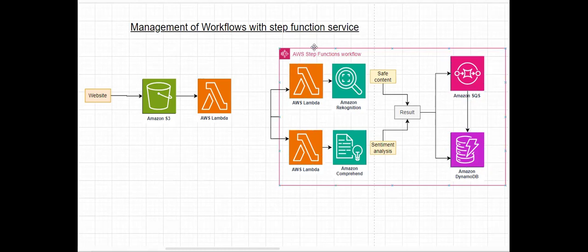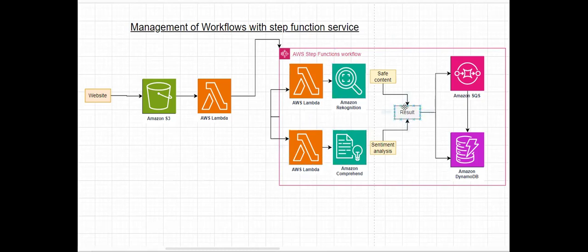So in order to start this Step Functions state machine, we need to trigger it from where? From our Lambda function code. You can see whenever an image or some data is put into this S3, it will generate an event trigger to this Lambda function. Then this Lambda function will immediately trigger this Step Functions state machine. Then that state machine will run these two workflows parallelly and generate the result.